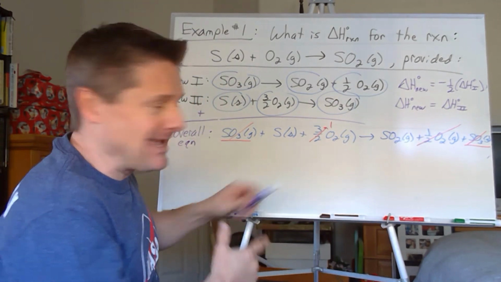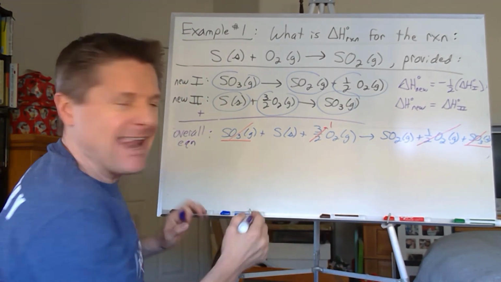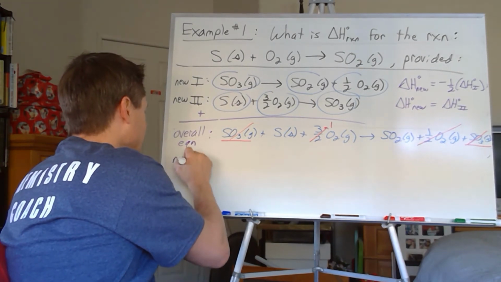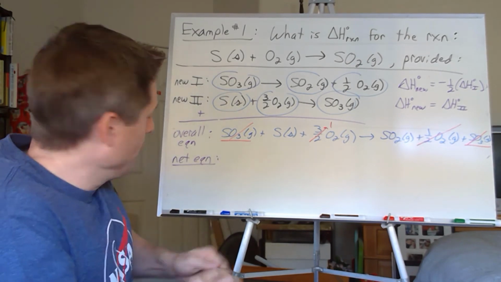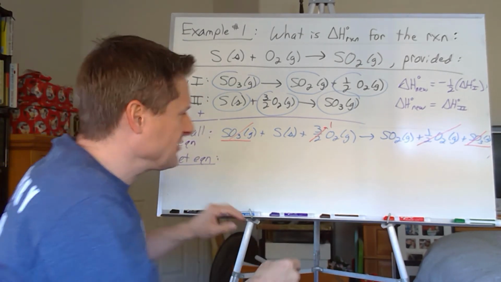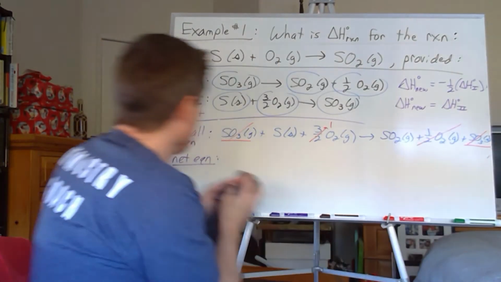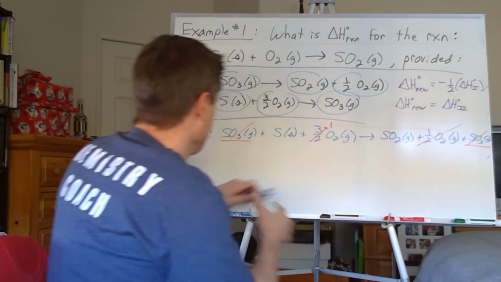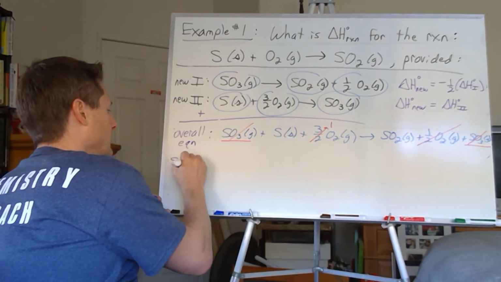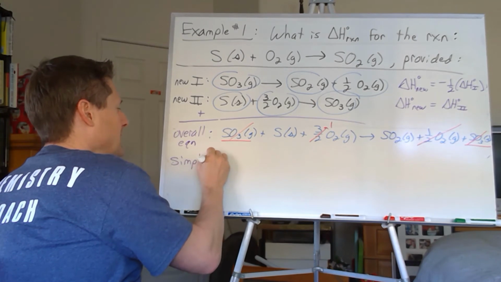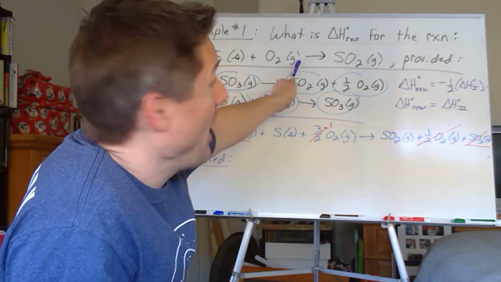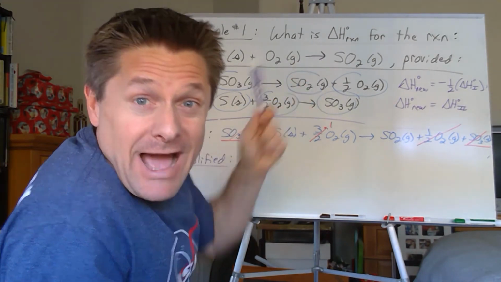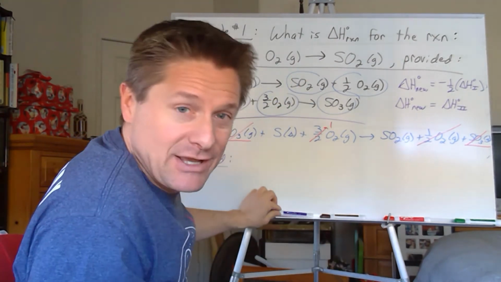So the net ionic equation, not net ionic, net equation. This is the net overall equation. I'm just simplifying. So let's call that simplified. Instead of saying net, let's say simplified. Let's simplify it. And when we're done, it had better match that. I'm looking for that on exams. You've got to confirm it.